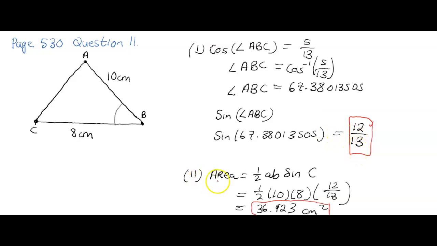And then part II asks us to find the area. So the area of the triangle is equal to half AB sine C. So again, I'm always writing in my formula. So half of A, which I let be 10, and B by 8, it doesn't matter which way I write them, by sine C, which we already worked out as 12 over 13. And then when I put that all into the calculator, I get 36.923 centimeters squared.